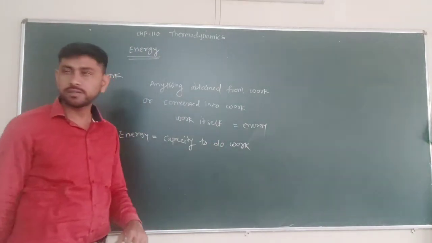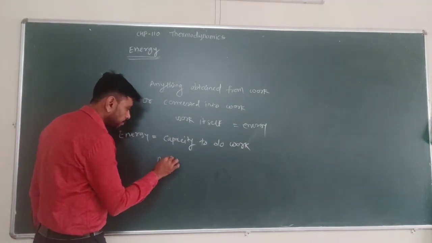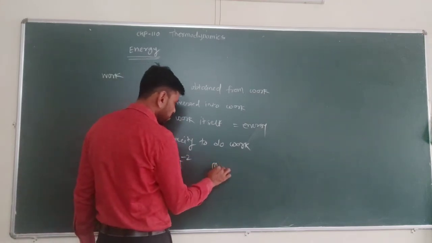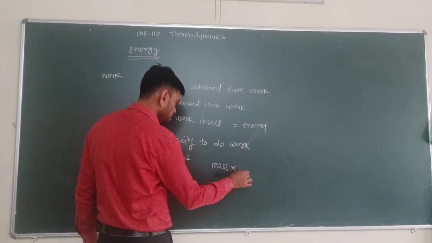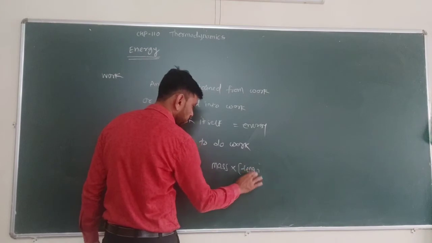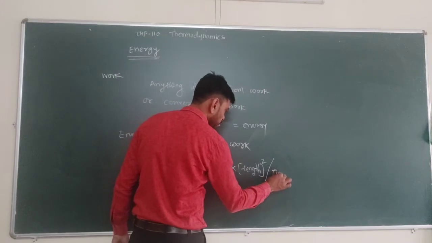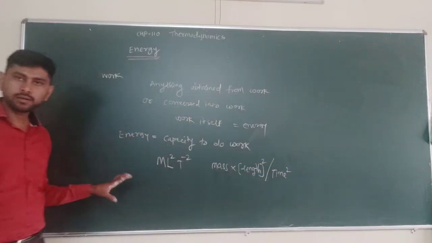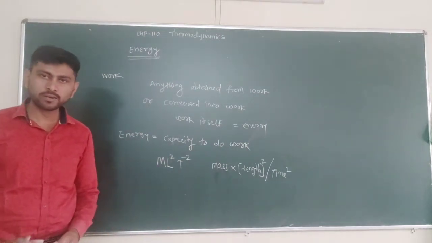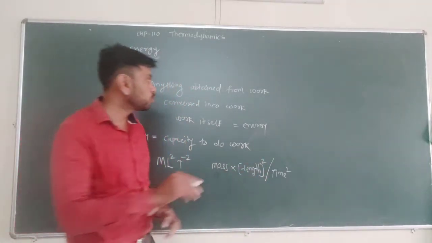If we see the dimensions of energy, they can be represented in this way: M L squared T raised to minus 2, meaning mass into length squared upon time squared. All kinds of energies are represented by these dimensions.